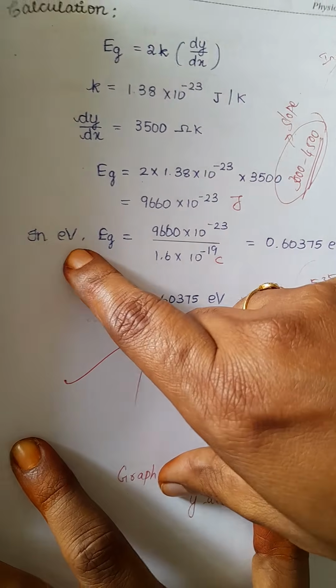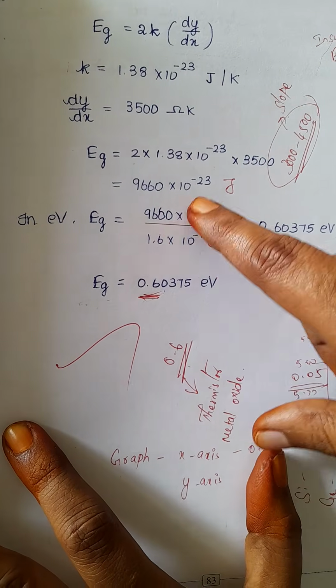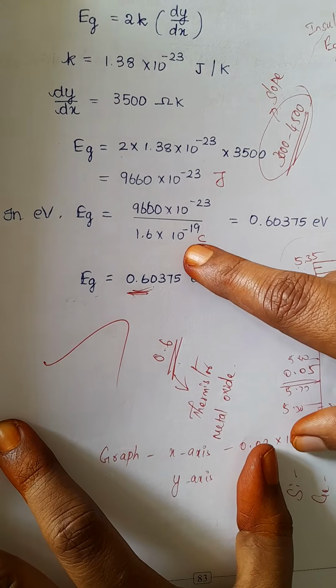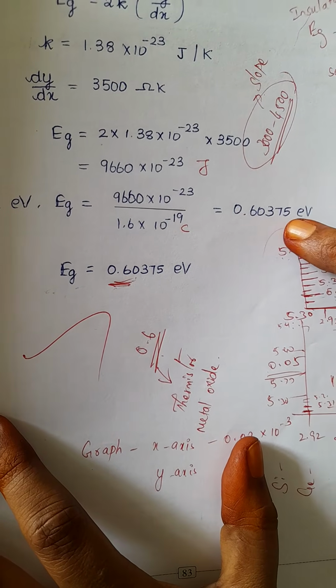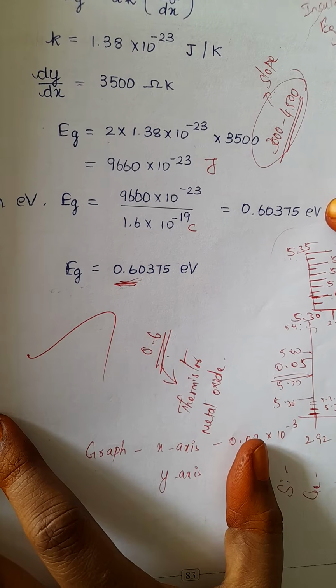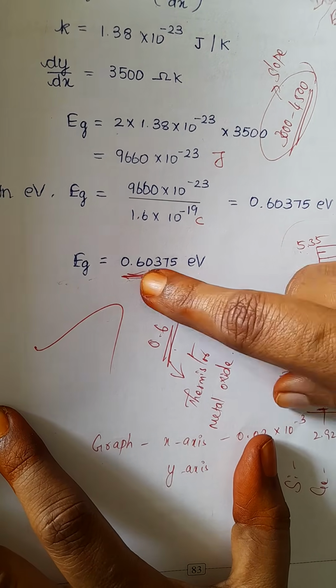In terms of electron volt, we have to convert it. So this value is divided by 1.6 into 10 to the power minus 19. We will get 0.603 electron volt. So this is the band gap of the intrinsic semiconductor.